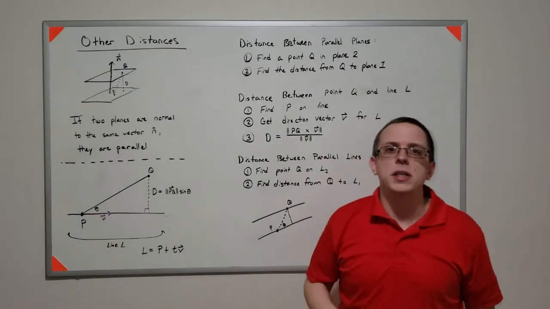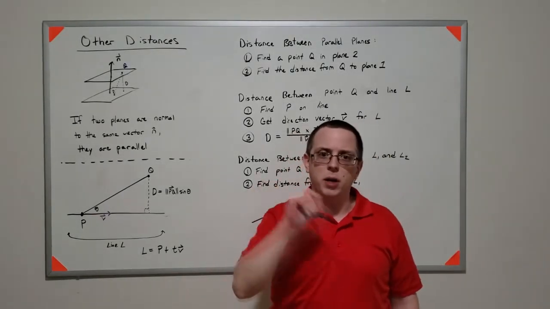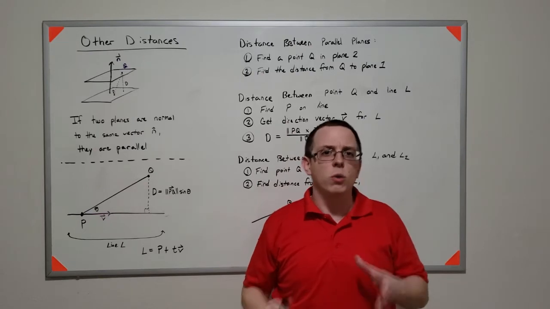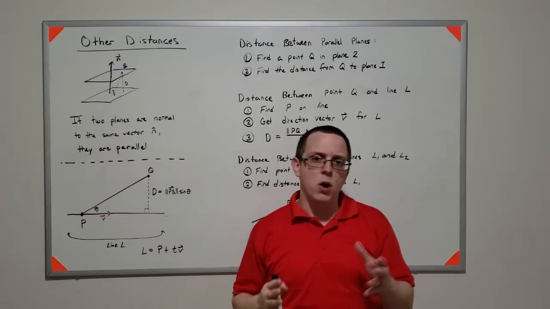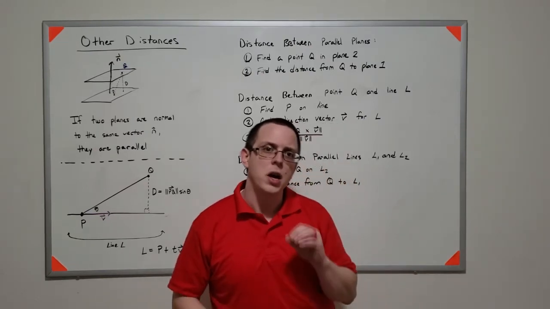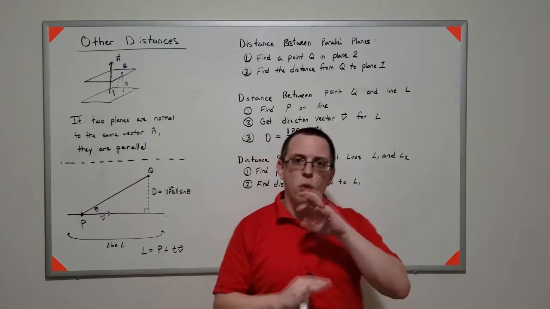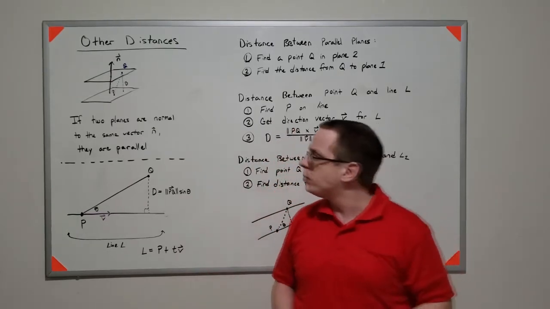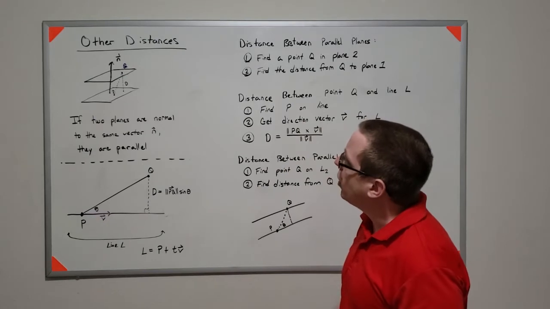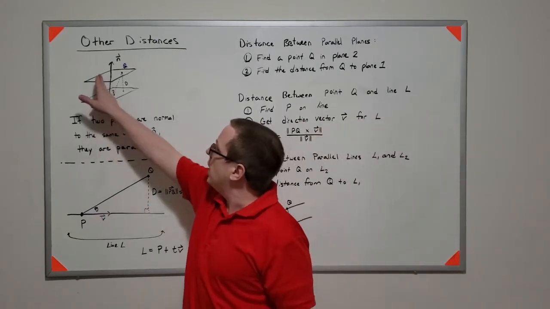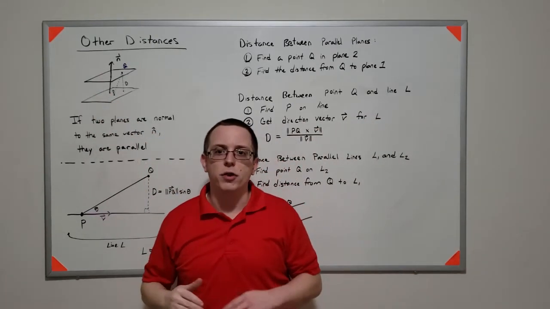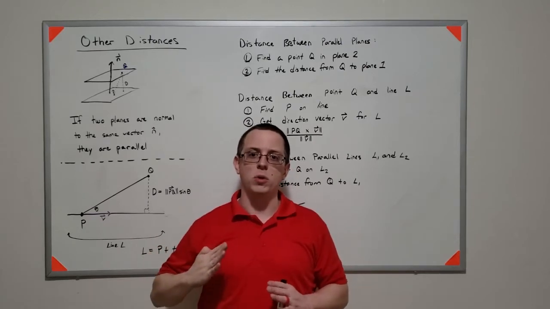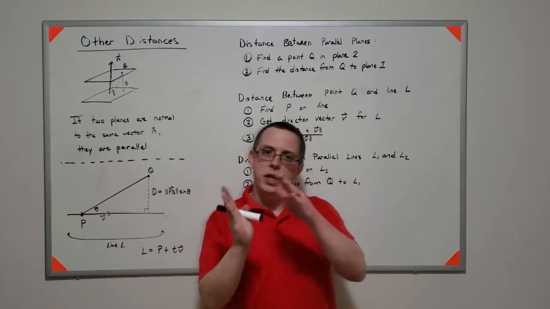So we talked about distances from a point to a plane, but we want to talk about other ways that we can use what we know about dot and cross products to find distances for other objects in space. The first thing I want to note is that if I have two planes, the way I can figure out if they're parallel is that they would be normal to the same vector. Think about it, it makes sense.